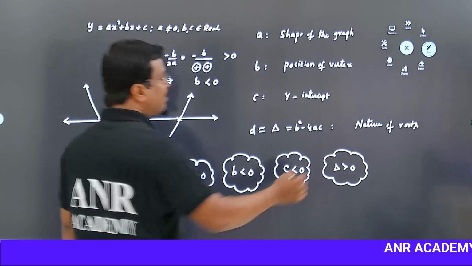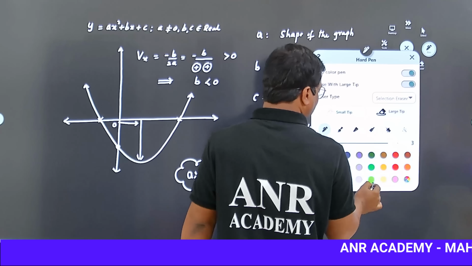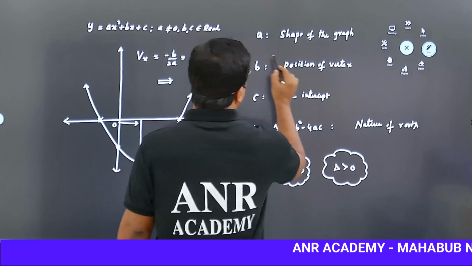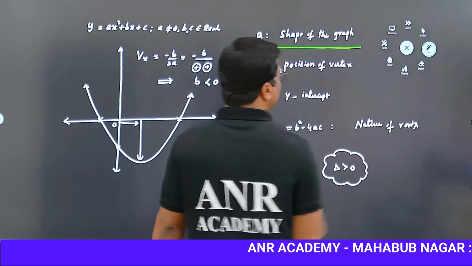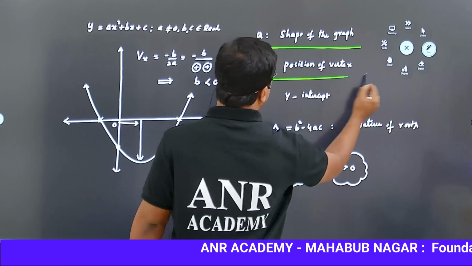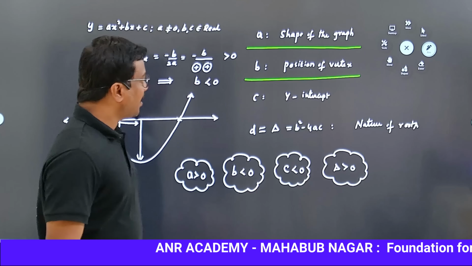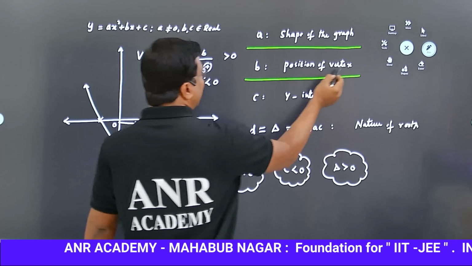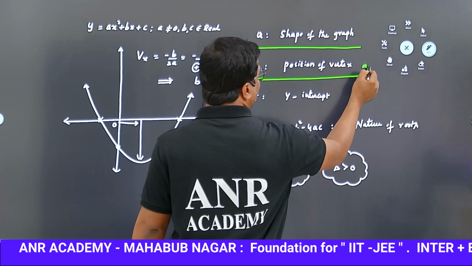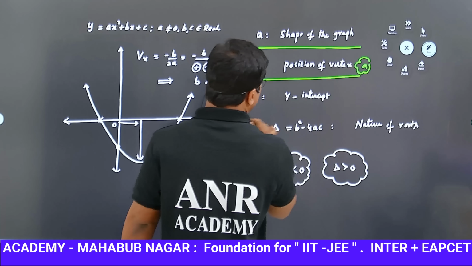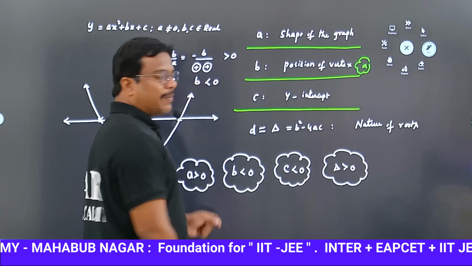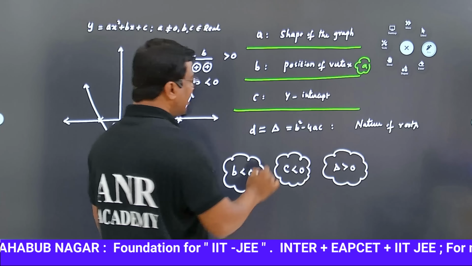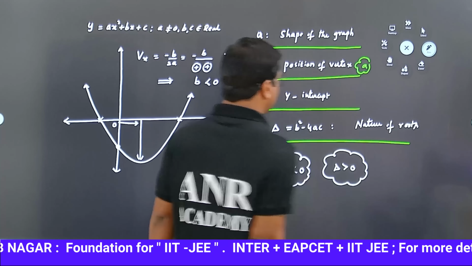Just you have to remember: a indicates the shape of the graph, b indicates the position of vertex, and b also depends upon the value of a also. Next c depends upon the y-intercept, and discriminant gives the nature of roots.